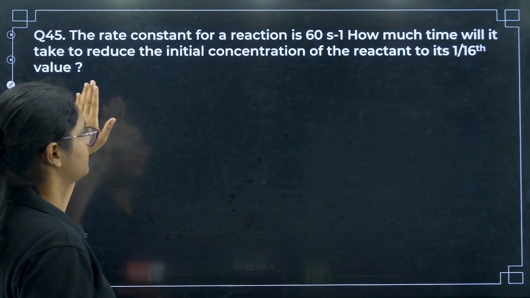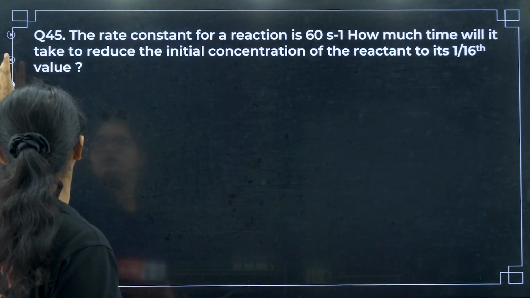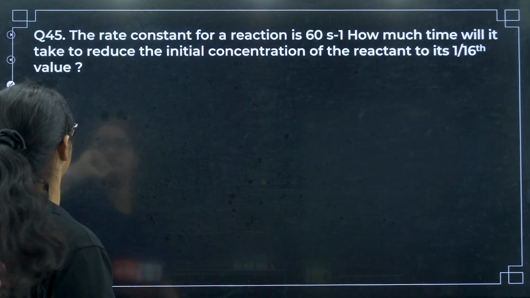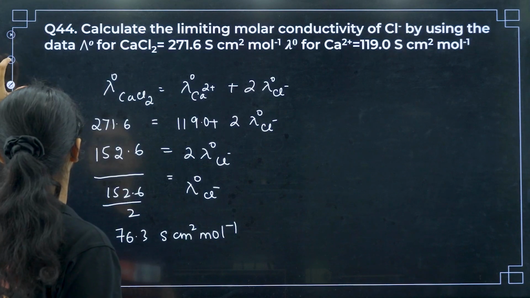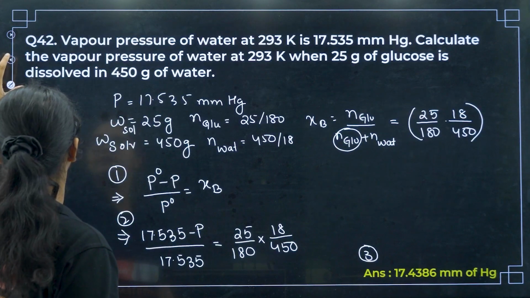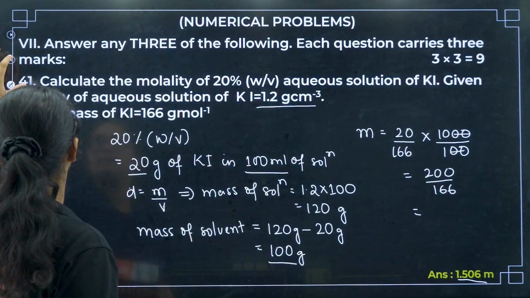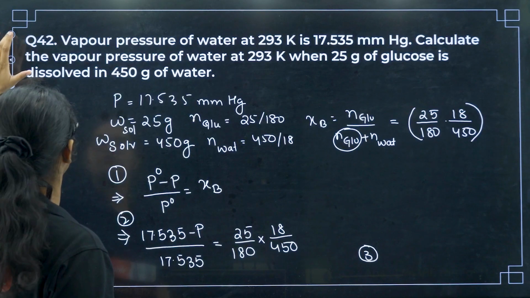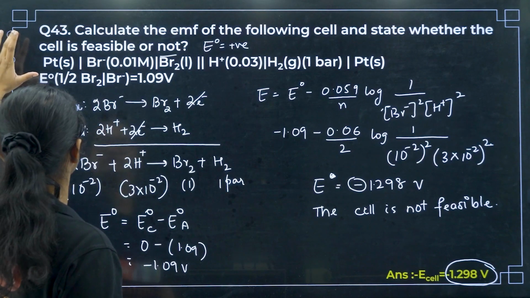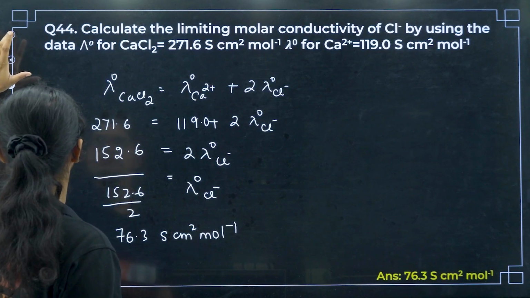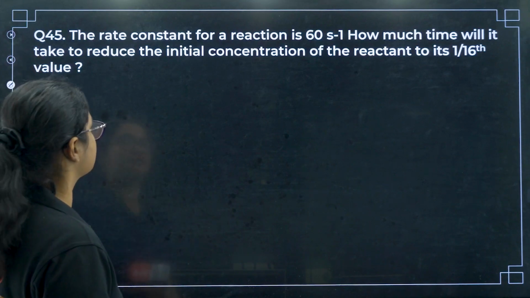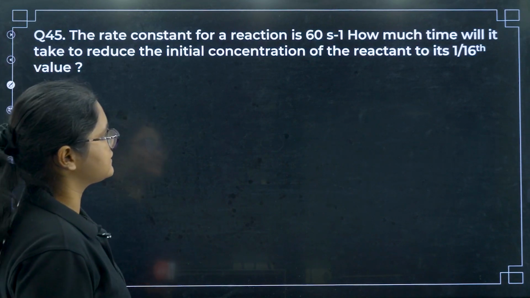So, we have got one question from solution, one question from electrochemistry, and 2 questions from electrochemistry. Okay, I think that is the distribution. First 2 questions I got from solutions, next 2 questions are from electrochemistry, next questions will be from kinetics. The rate constant of a reaction is 60 second inverse.